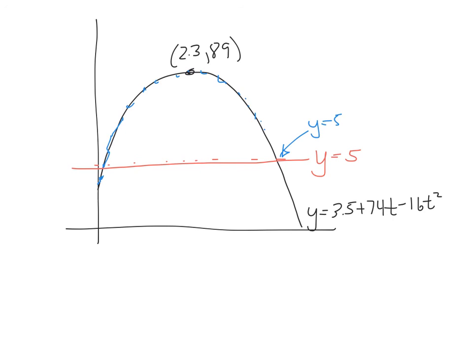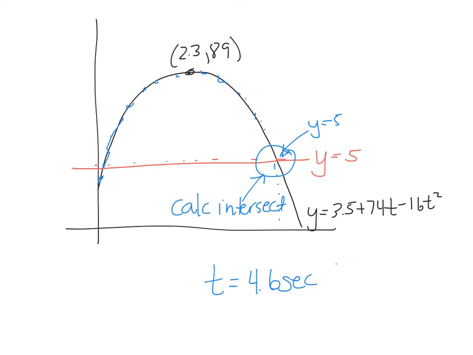So one way to do this is to do a calc intersection point. That's one way to use your calculator on this. And if you do that, you're going to find that it's at 5 feet when t is equal to 4.6 seconds.